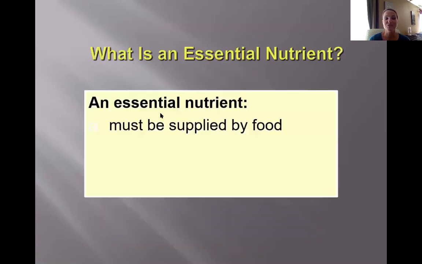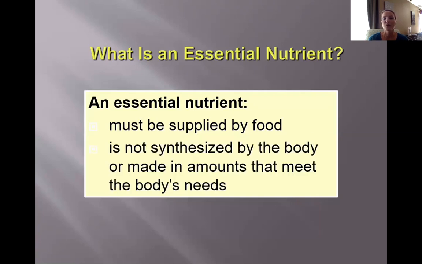So what is an essential nutrient? An essential nutrient must be supplied by food. So that means we have to eat it. Our body doesn't make it for us. And so you have to consume that in your diet. And so those essential nutrients like carbs, lipids, protein, your vitamins and minerals, you have to consume those.